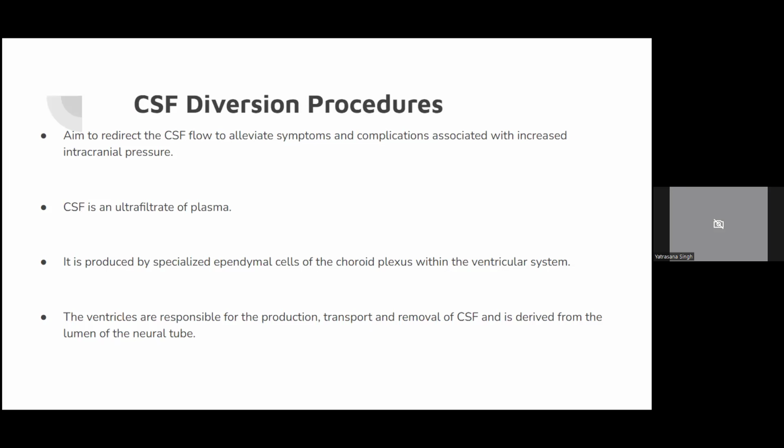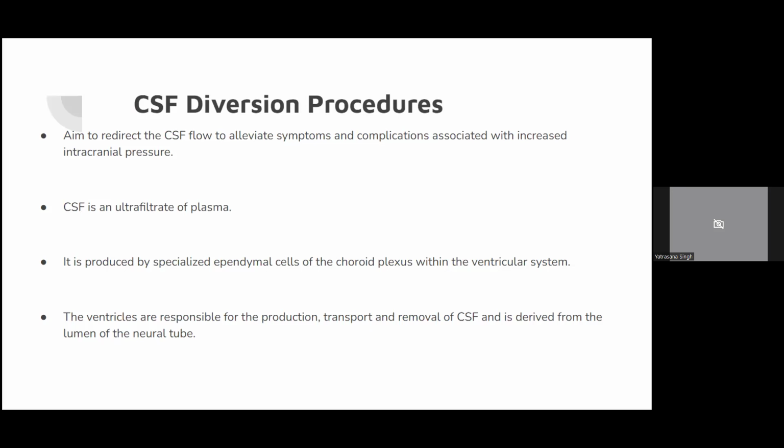Cerebrospinal fluid is an ultrafiltrate of plasma and is produced by specialized epithelial cells of the choroid plexus within the ventricular system. The ventricles are responsible for the production, transport, and removal of cerebrospinal fluid and are derived from the lumen of the neural tube.